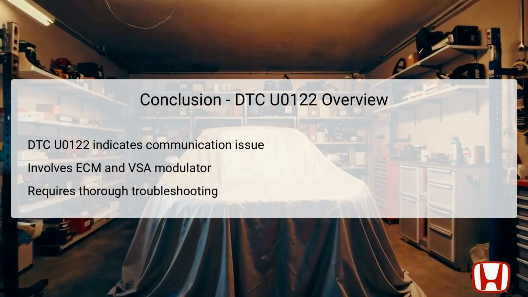In conclusion, DTC U0122 is indicative of a malfunction in the communication link between the ECM and VSA Modulator-Control unit in Honda Civic models from 2011 to 2015. Understanding the roles these components play in vehicle stability and performance emphasizes the importance of addressing this fault promptly. Thorough troubleshooting steps, including checking continuity in the FCAN lines and ensuring proper connections, are essential for resolving communication issues.